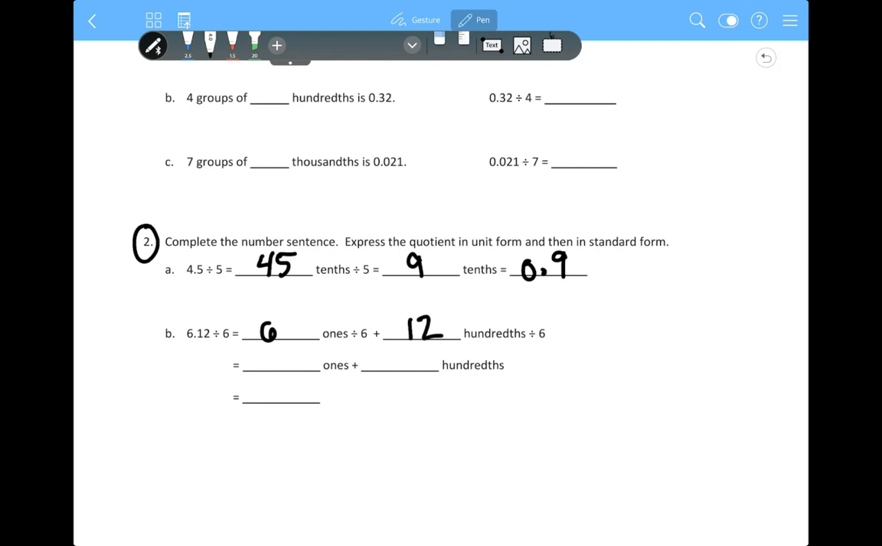The next one, 6 and 12/100 divided by 6 equals 6 ones divided by 6 plus 12/100 divided by 6. 6 ones divided by 6 is 1. 12/100 divided by 6 is 2/100. And so my answer is going to be 1 and 2/100. Notice I got the 2 in the hundredths column here. Don't forget to put your 0 in as a placeholder in the middle.